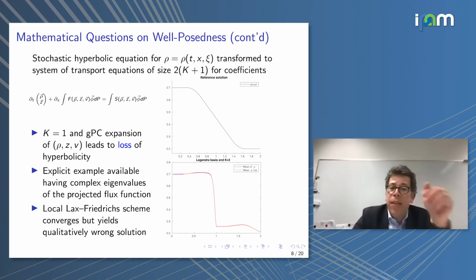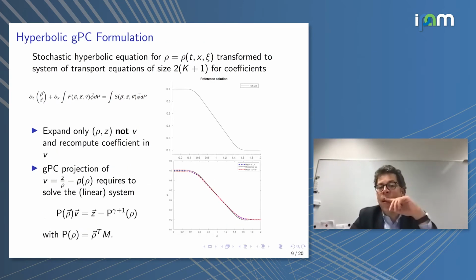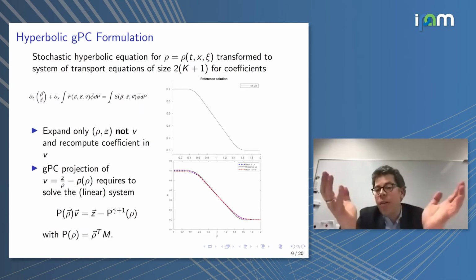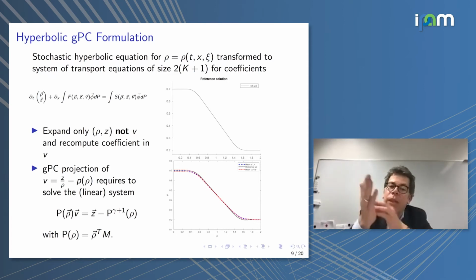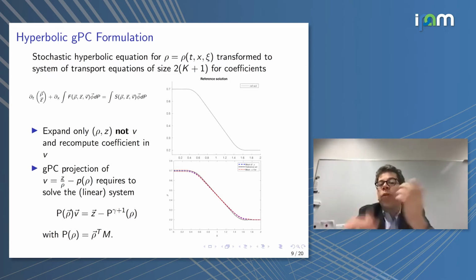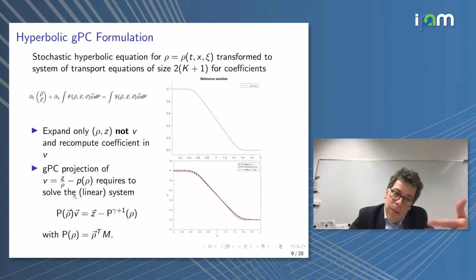And of course, for that particular problem, there's also a solution. The idea is that you don't expand in all three of these variables which appear, you only expand rho and z, and recompute v according to this formulation, which is particular to this Aw-Rascle model. And you need then to project this system. And this amounts, of course, to solving a linear system for the coefficients of v, once you know the coefficients of rho and z at every step.